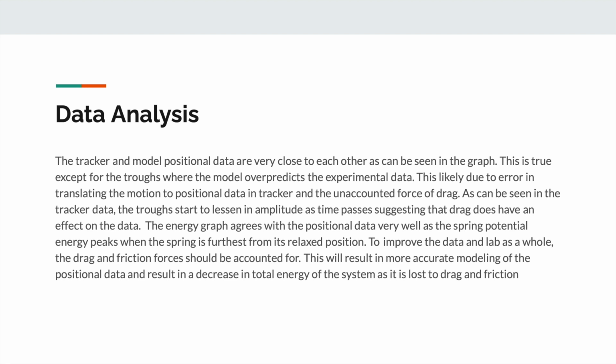To improve the data and lab as a whole, the drag and friction forces should be accounted for. We should definitely do this in a future permutation of this lab. This will result in more accurate modeling of the positional data and result in a decrease in total energy of the system as it is lost to drag and friction.